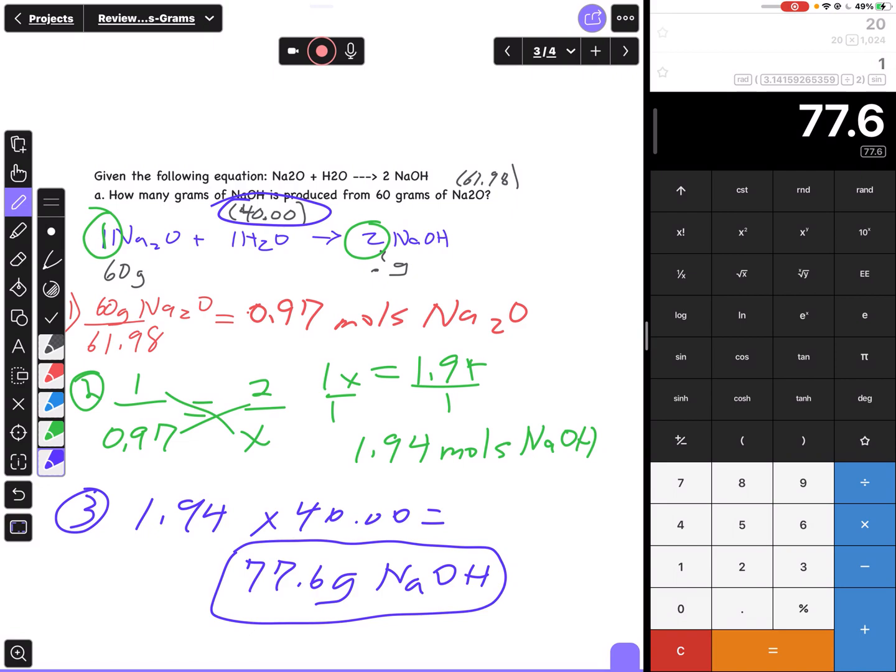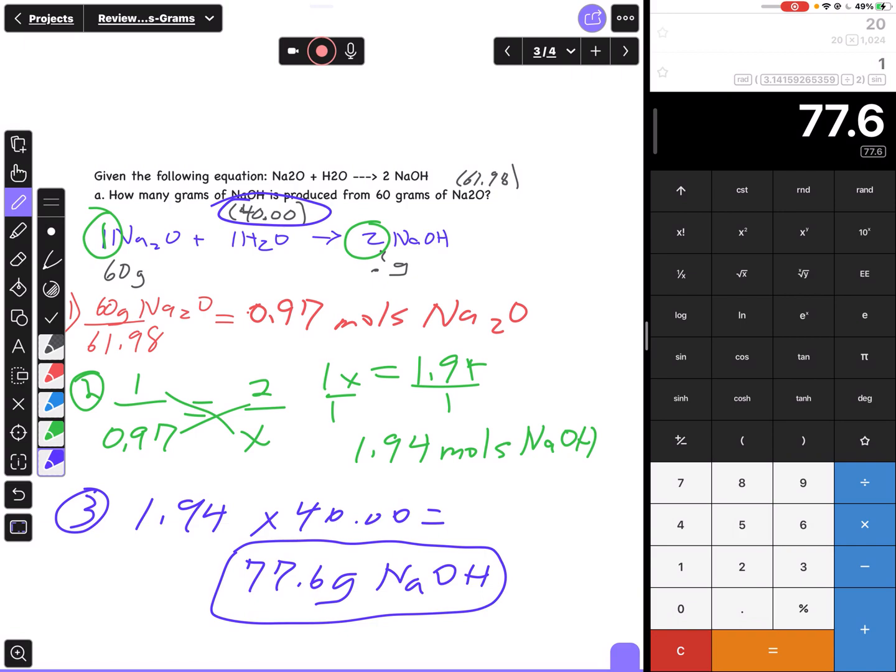Now when I look at this, what it's told me is that if I start off with 60 grams of Na2O, I should get 77.6 grams of NaOH. So if somebody gave me 60 grams of Na2O and said, figure out theoretically how many grams of NaOH will be produced in this reaction, I could calculate it on paper before we ever do the experiment.